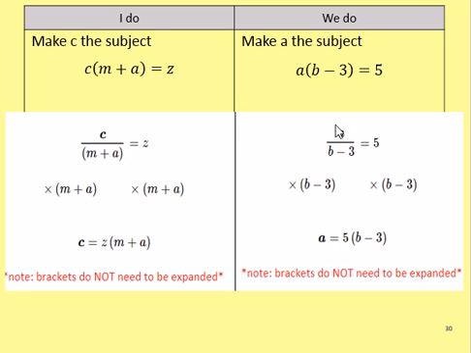And again, apologies for the wrong solution. This is A times B take away 3 equals 5. Because A is being multiplied by this and we want just A equals, we're going to divide by B take away 3 to cancel this out. So your answer should be A equals 5 divided by B take away 3. Well done if you got that right. I'm sorry for this incorrect solution. Ignore this, please. So A equals 5 divided by B take away 3.